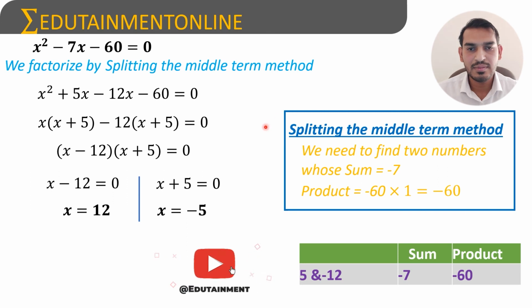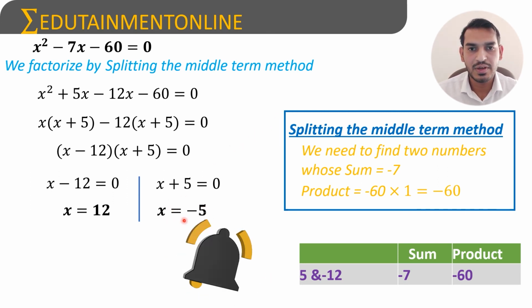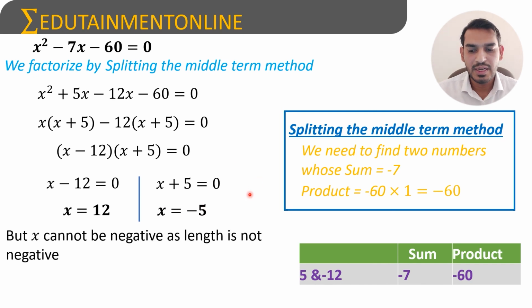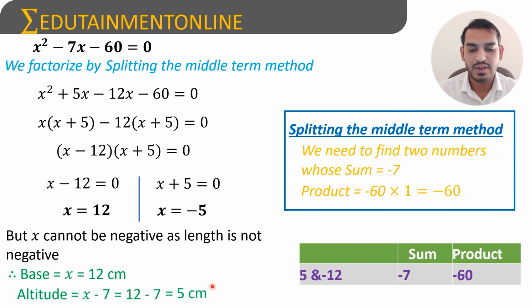Now since this is the length of the side of the triangle, we can ignore x equals minus 5 because the length will not be negative. So we can take x equals 12. Since x equals 12, the base is 12. Now the height is 7 centimeters less than the base, so the height will be x minus 7. So 12 minus 7 is 5. Therefore, the height of the triangle is 5 centimeters and the base is 12 centimeters.